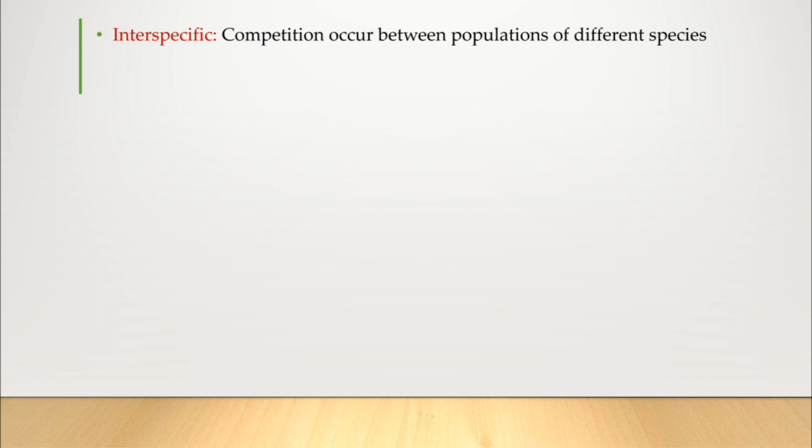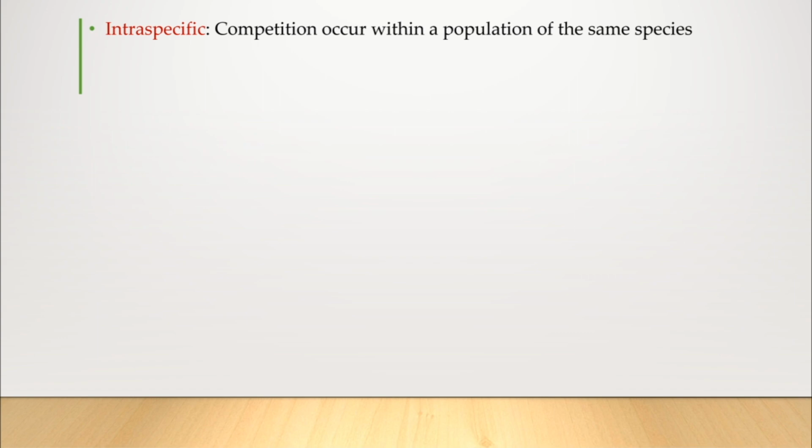So interspecific competition occurs between populations of different species, right? Yes, the intraspecific is what we had to talk about first. This is the same example of humans fighting for the same resource. When you're talking about intraspecific competition, that is an internal thing, right?